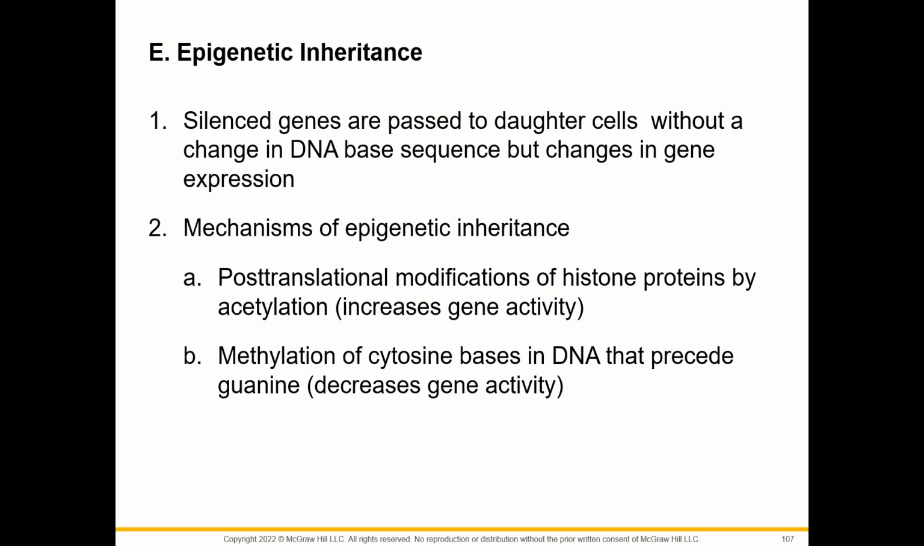All right. So if you thought that was the end of the story, it pretty much is. But there's the epigenetic stuff, which is a whole new branch of science. You can be an epigeneticist. And so silenced genes are passed to daughter cells without a change in DNA-based sequences, but there can still be changes in gene expression. So mechanisms of epigenetic inheritance occur outside of the genetic sequence itself. That's what epigenetic means. So we see that there's post-translational modifications of histone proteins. And then here's one that I'm super familiar with. There's methylation of cytosine bases in the DNA that precede guanine, and that decreases gene activity.